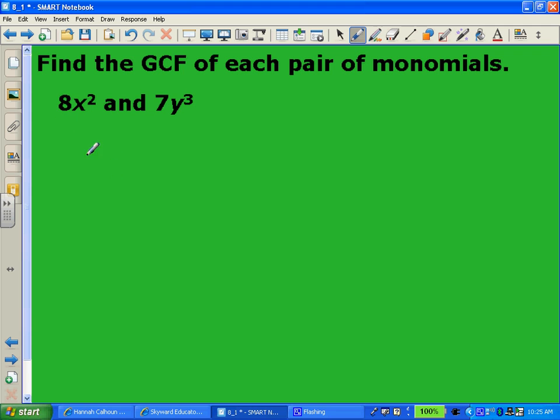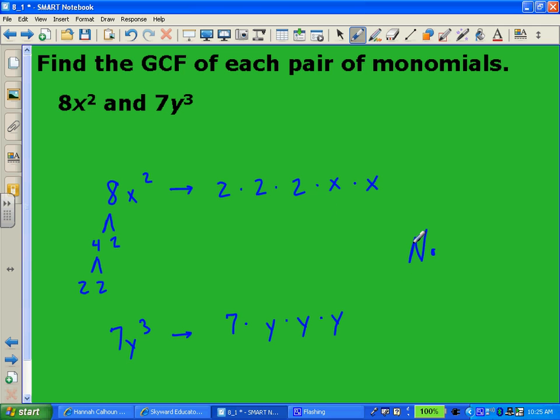Let's look at another one here. If I break down 8, that breaks down into 4 and 2, and then 2 and 2. So its prime factorization would be 2 times 2 times 2 times x times x. Now if I do 7y to the third, well, 7's a prime number, and then I got y, y, and y. Now what you'll notice is that we have no pairs. Okay? So in that case, we don't have a greatest common factor. Well, in fact, it would be 1, I guess, if you wanted to write that.